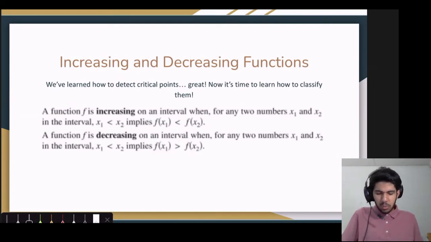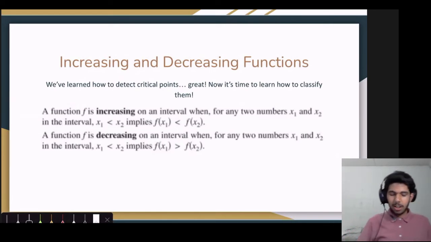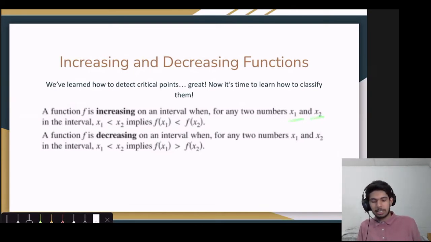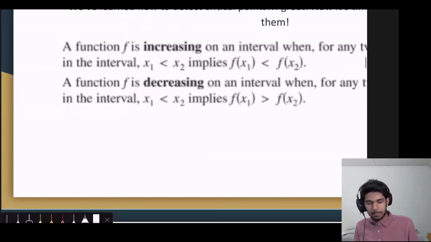So we say that a function is increasing on an interval when, if we take any two numbers, x1 and x2, in the interval, where x1 is less than x2, then the function evaluated at x1 is less than the function evaluated at x2. And decreasing is the same thing, where we take x1, x2, such that x1 is less than x2, but now the function evaluated at x1 is greater than the function evaluated at x2. So let's just take a look at an example.